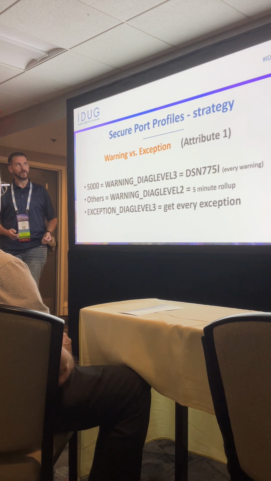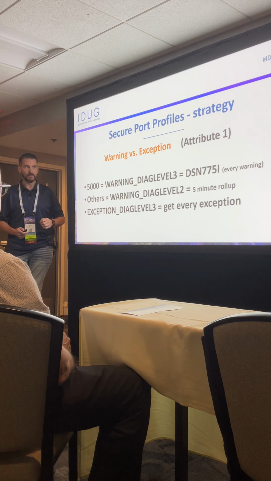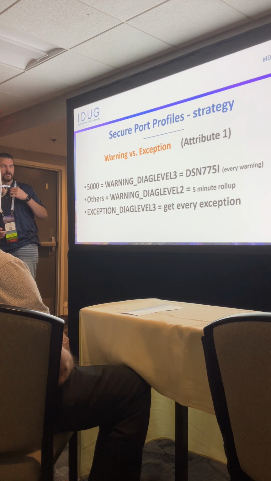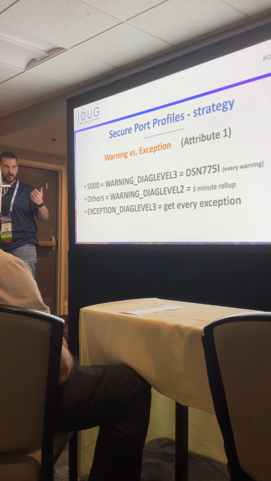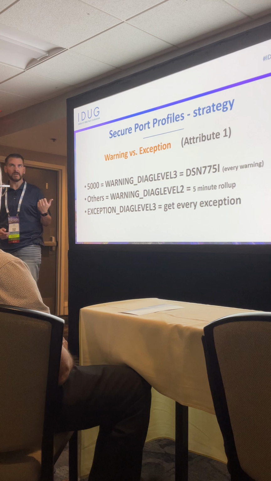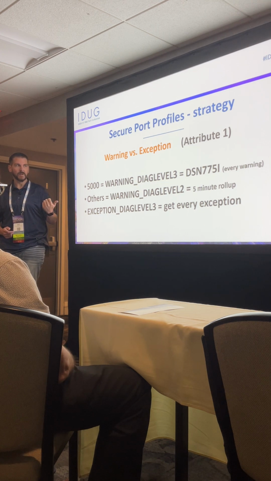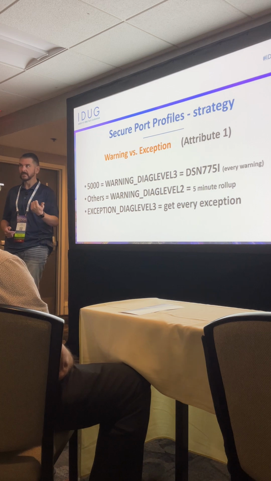All right, warning versus exception. What is that? So if you're a little new to profile tables, and especially this topic, what I chose to do in my testing was set warning diag level 3. That's going to generate a 775I message for you on every single warning that you see. The other ones, once I had an idea of how the connections were behaving, then I went to warning diag level 2.